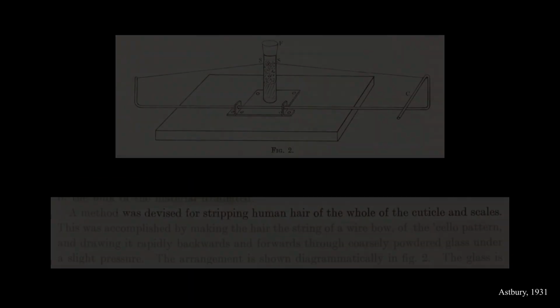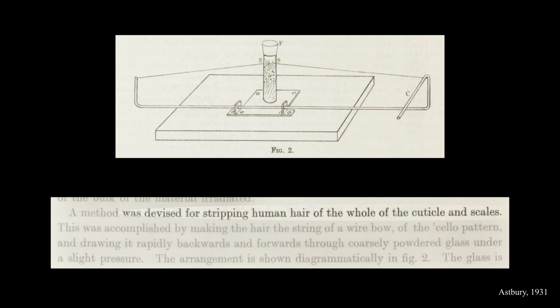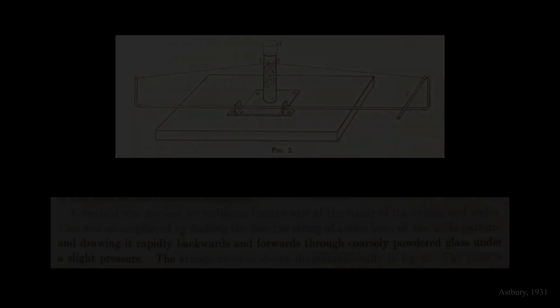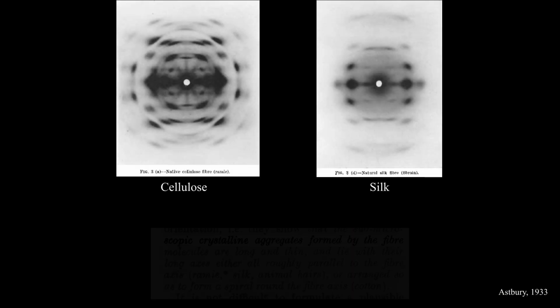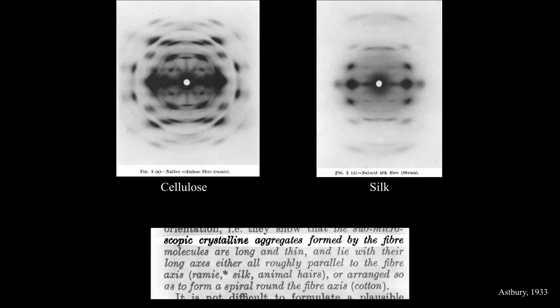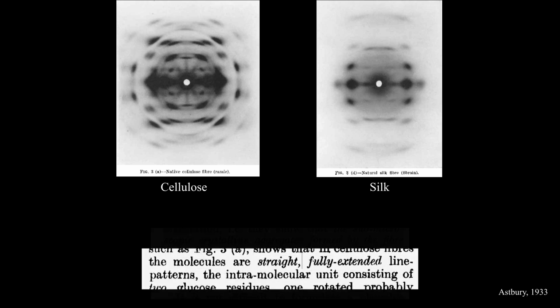So they developed a method for stripping the cuticles and scales from hair by using the strands as the strings of a wire bow of the cello pattern and drawing it rapidly backwards and forwards through coarsely powdered glass under a slight pressure. When they imaged simple molecules like cellulose and silk, they found that the crystalline aggregate formed by the fiber molecules are long and thin and lie with its long axis roughly parallel to the fiber axis, and that the molecules are straight, fully extended line patterns.